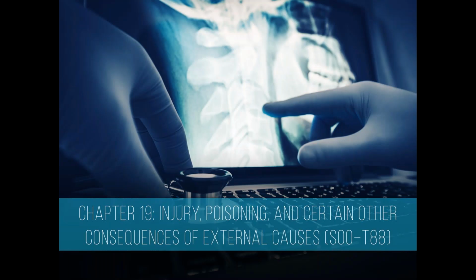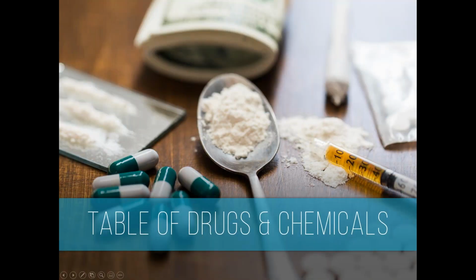Chapter 19, injury, poisoning, and certain other consequences of external causes. These are your S to T codes. If you recall on the earlier slides, these have the most changes this year, and these are 2 of the biggest sections of ICD-10. Since quite a few of the 128 new codes in Chapter 19 refer to adverse effects, which are located in the table of drugs and chemicals, let's just take a few minutes and go over the coding guidelines for this section.